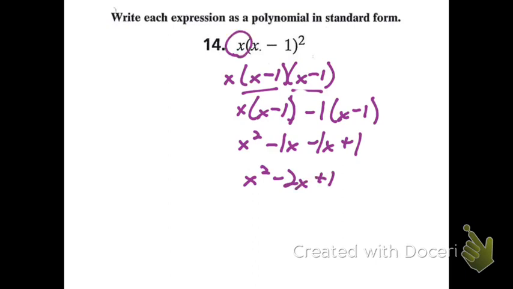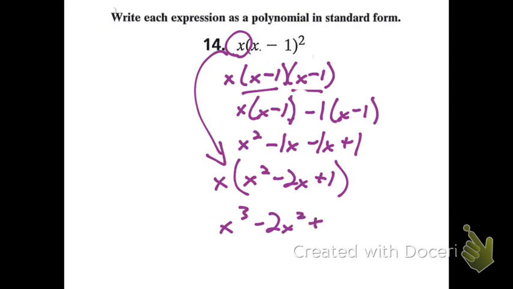No, I'm not. That x needs to come down here. Be right out in front of it. So now it's x to the third minus 2x squared plus 1x, or just x. Doesn't matter how you write it, but it needs to look like that.